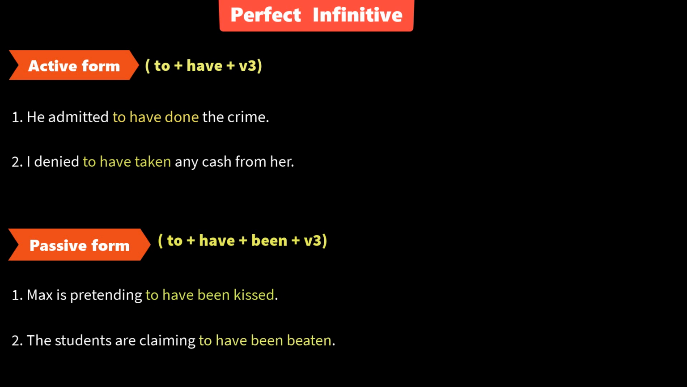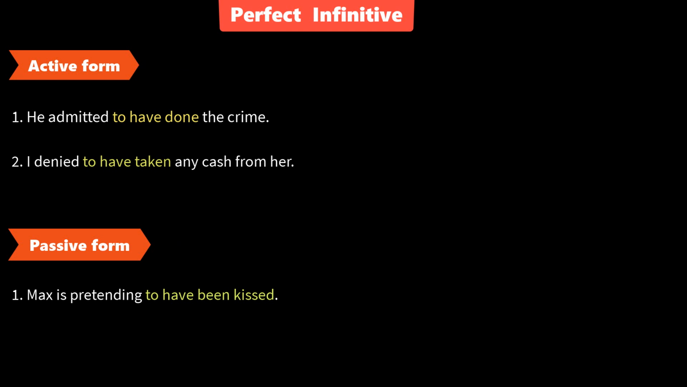Let's look at the next example. The students are claiming to have been beaten. The students are claiming what? You always claim something, right? What are they claiming here? They are claiming to have been beaten. So to have been beaten is a perfect infinitive in passive form because somebody else has performed this action on them. The students are claiming to have been beaten by the police, by their parents or something like that, right? So they're not doing this action. Somebody else has done this action on them.